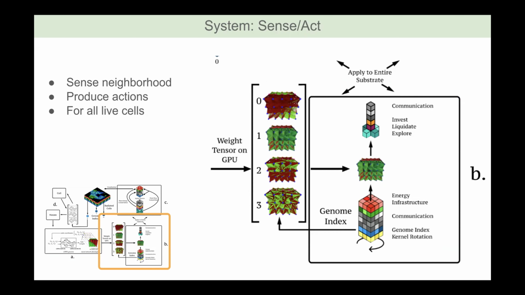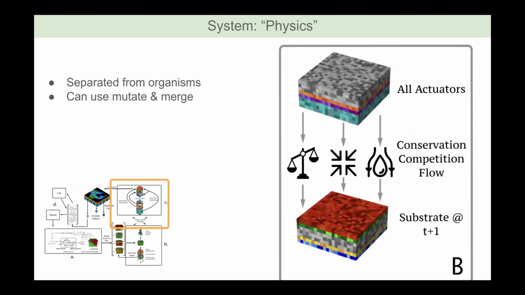So for each little patch of cells in this grid, you take all of the sensors, pass them to this large network, and get some action space. You then take the action space, which you can define however you like, and apply it to the entire substrate for all live cells, which then passes through physics to produce the next step of the entire substrate.